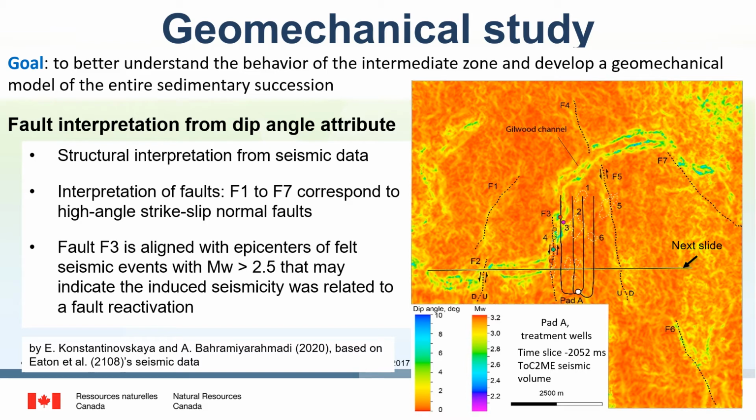Faults F1 to F7, shown on this figure using dotted lines, are generally oriented in a north-south direction and correspond to subvertical strike-slip normal faults. Colored circles on this figure represent seismic events above a magnitude of 2.5 on the Richter scale. Fault F3 was found to be very well aligned with epicenters of felt seismic events that may indicate that the induced seismicity was related to a fault reactivation.